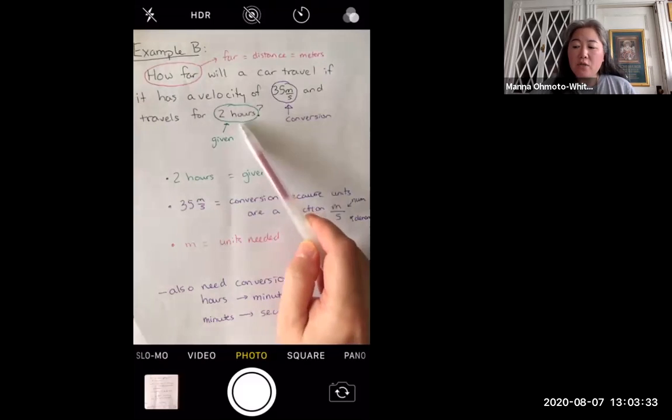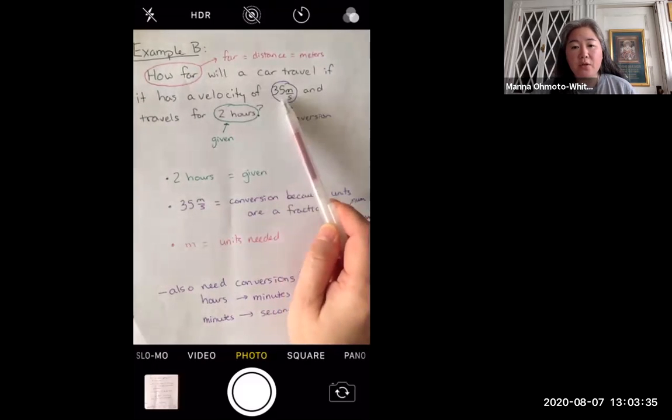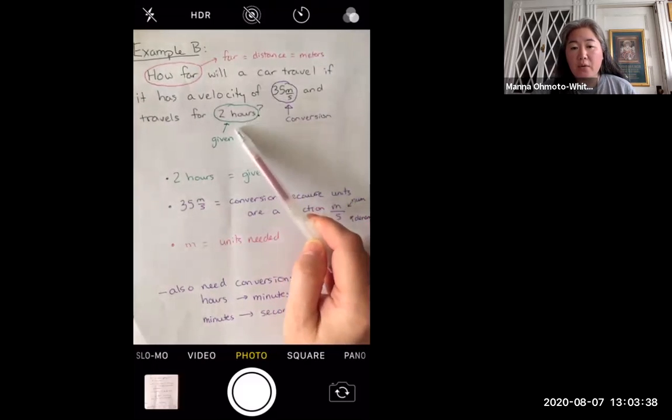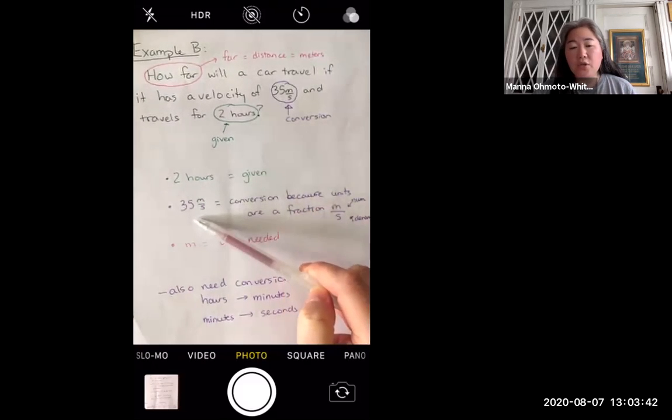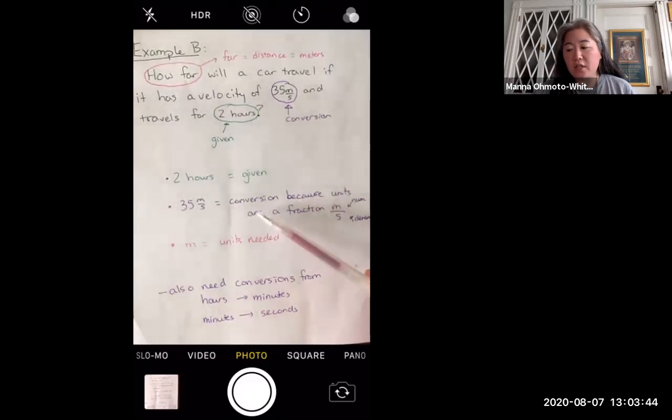Now the question is, I have two numbers here. I have 35 meters per second and I have 2 hours. 2 hours is our given because 35 meters per second is a conversion, and a conversion is something that is in a fraction form.